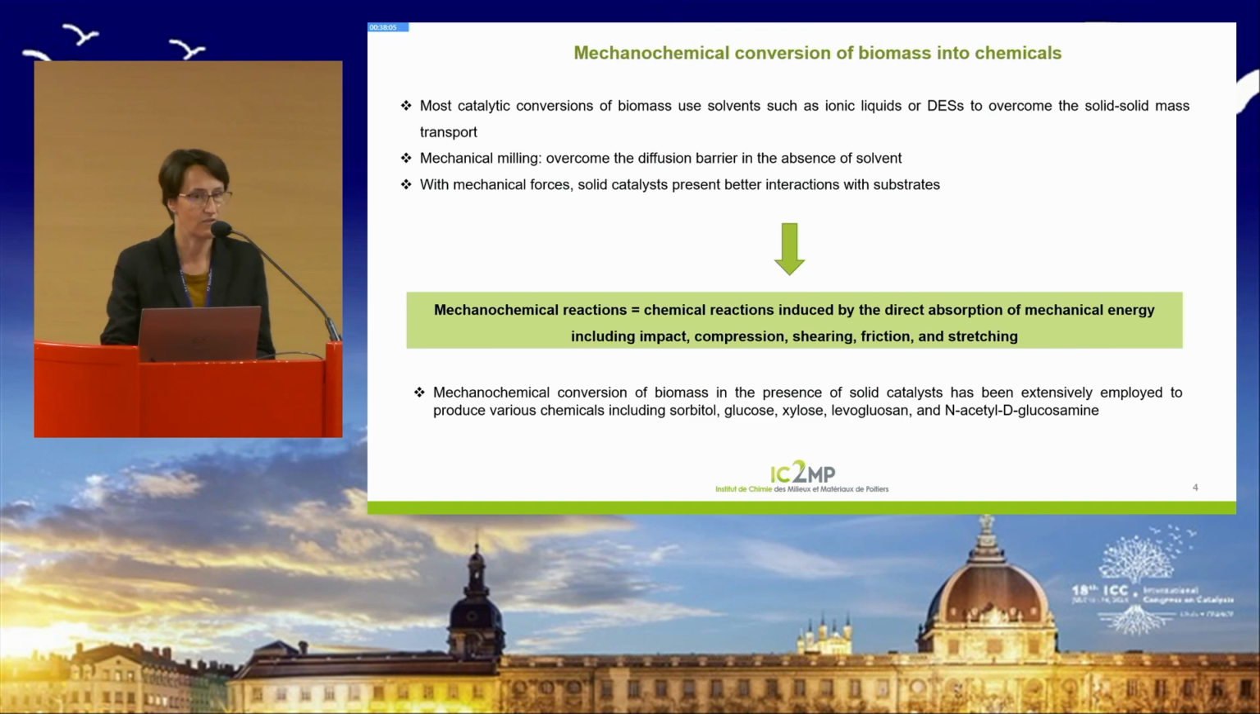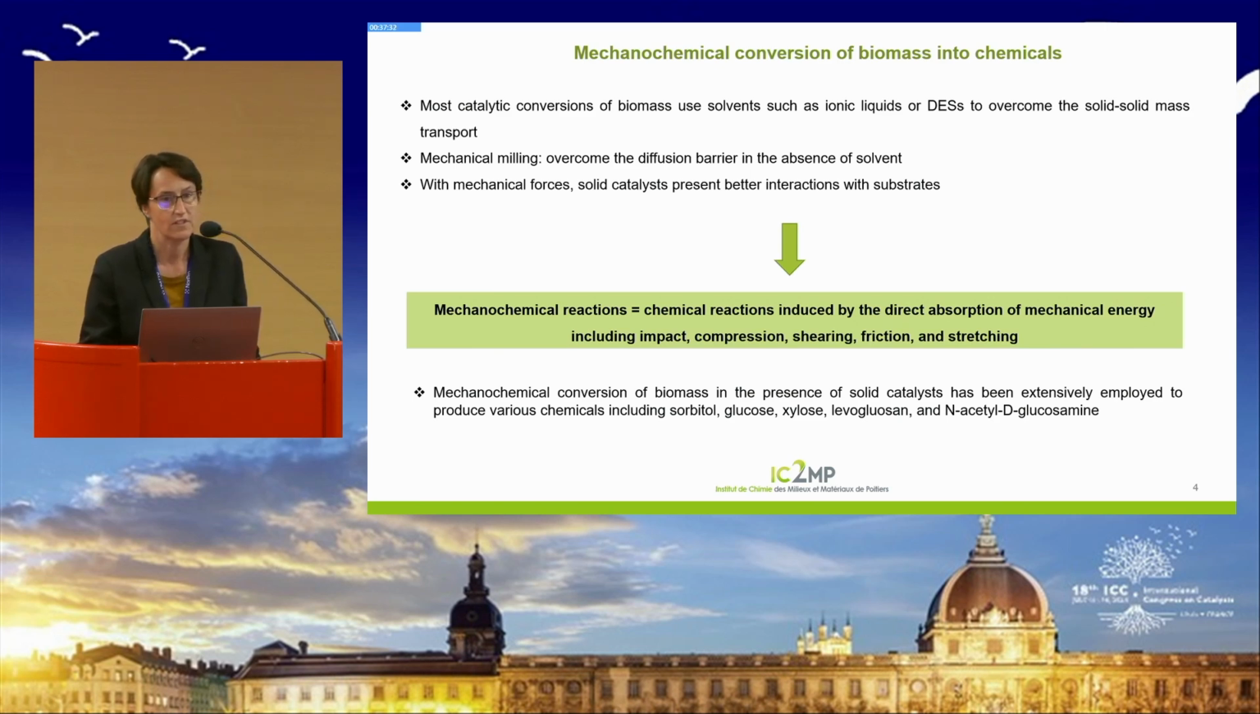So to do this, you have some choices, and among them, you have the deep eutectic solvent in order to dissolve this biomass compound, or mechanical milling. The mechanical milling will overcome the diffusion barrier in the absence of solvent, and with this mechanical force, you will have a better interaction between the solids and the substrates. How does it work? If we look at mechanochemical reaction, this is a reaction that will directly absorb the mechanical energy, including impact, compression, shearing, friction, and stretching.